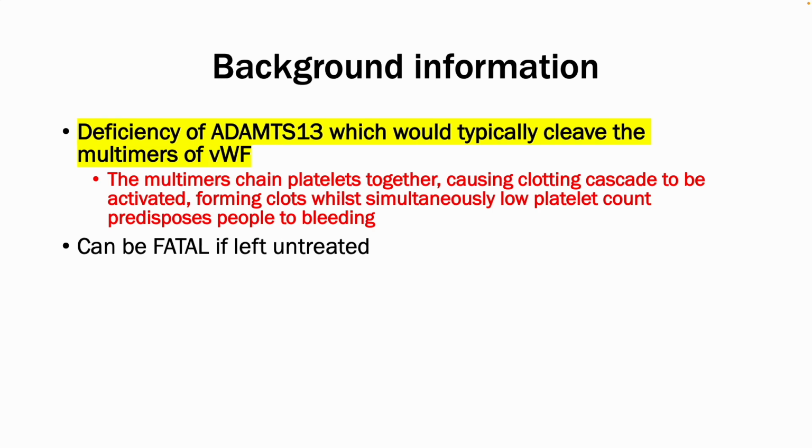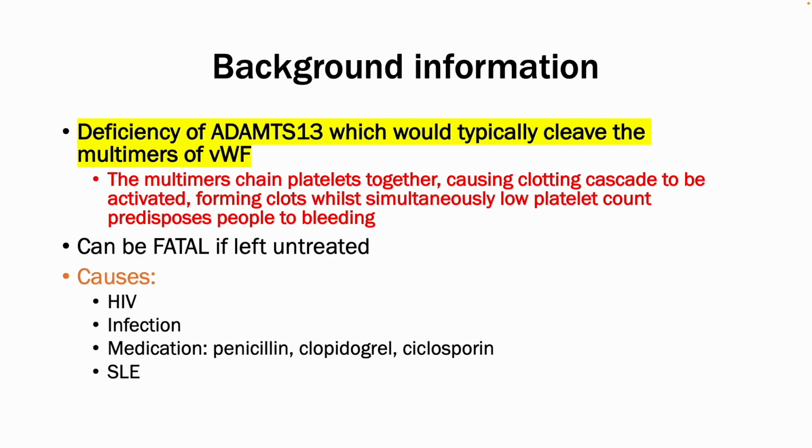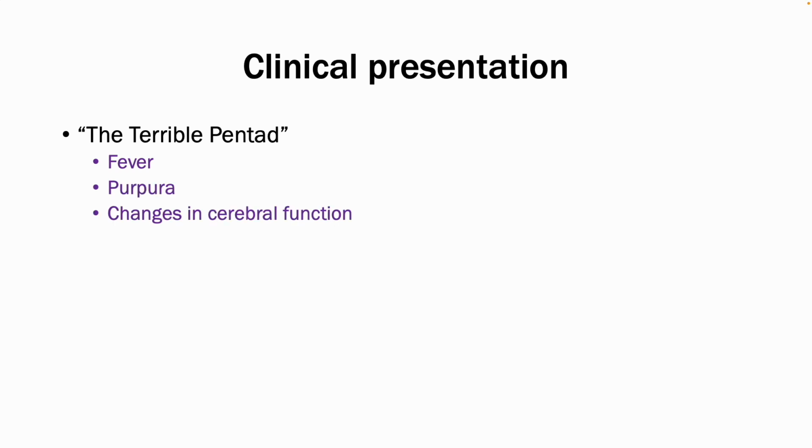The condition can be fatal if left untreated, and there's many different causes, but they include HIV, viral or bacterial infections, medications such as penicillin, clopidogrel, and cyclosporin, as well as lupus. For the clinical presentation, it is important to remember the terrible Pentad, which includes fever, purpura, changes in cerebral function, thrombocytopenia, and acute kidney injury.